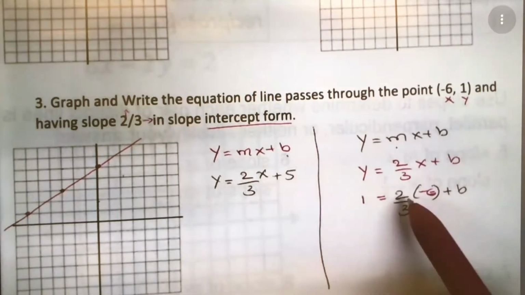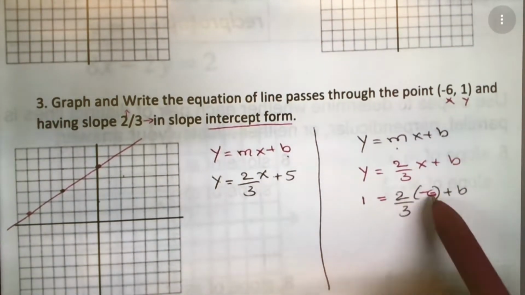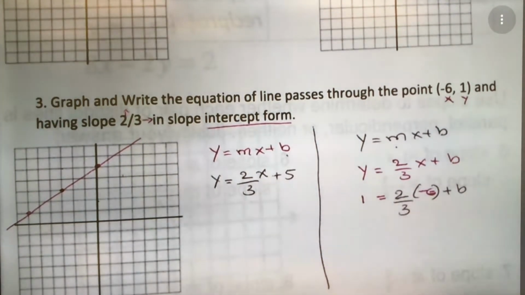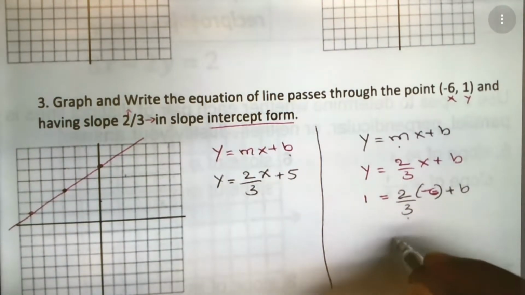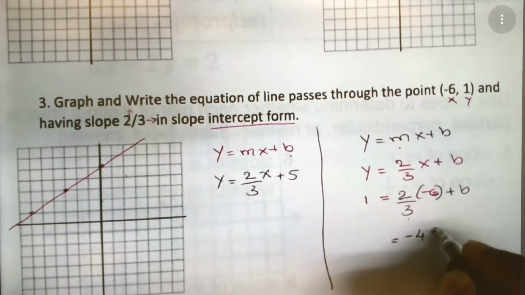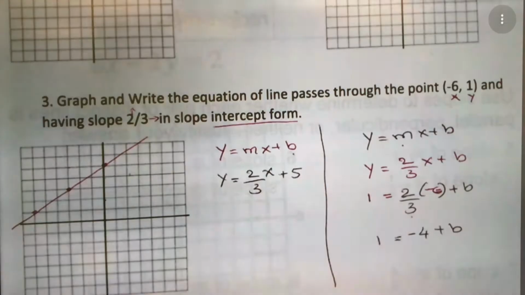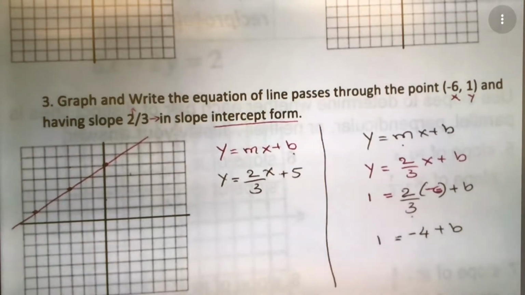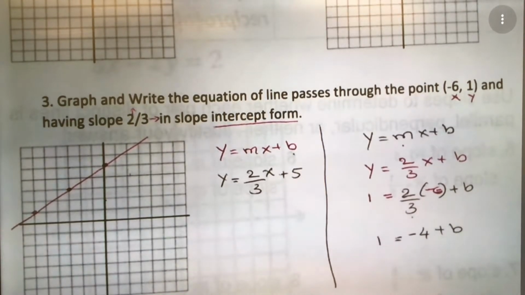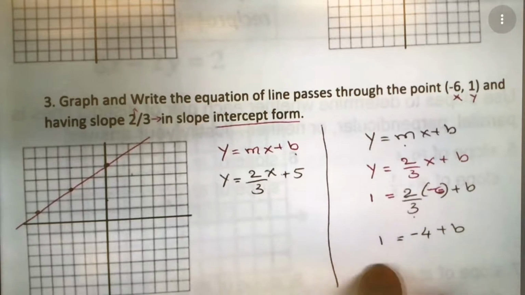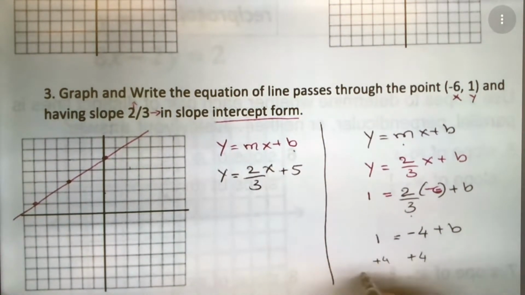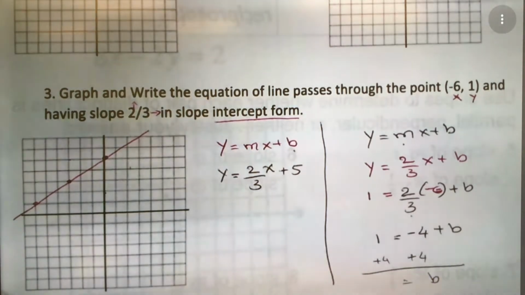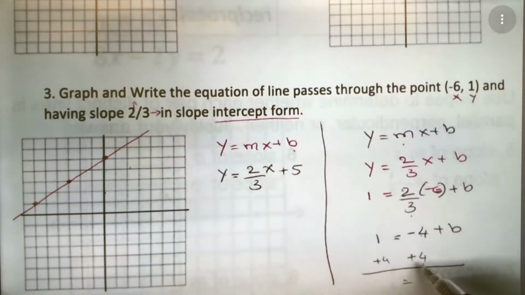Now I can solve that. When you multiply the fractions, multiply the numerators. 2 times -6 is -12, and -12 divided by 3 is -4. So I get -4 plus b on the right side and 1 on the left side. To solve for b, I need to remove the -4, so I add 4 on both sides. The 4s cancel out, and 1 plus 4 is 5, so b is equal to 5.